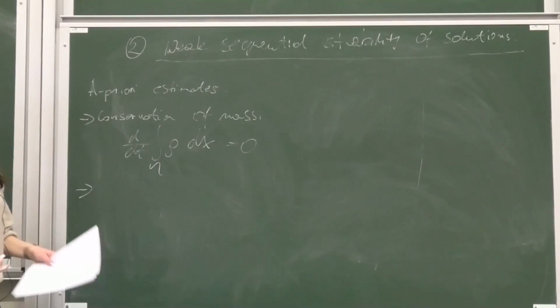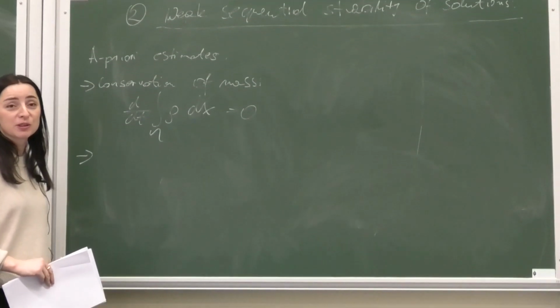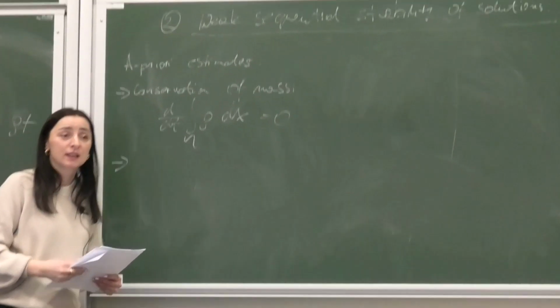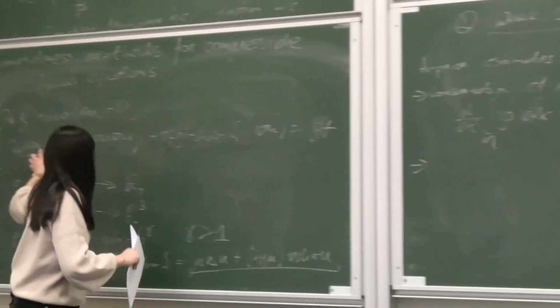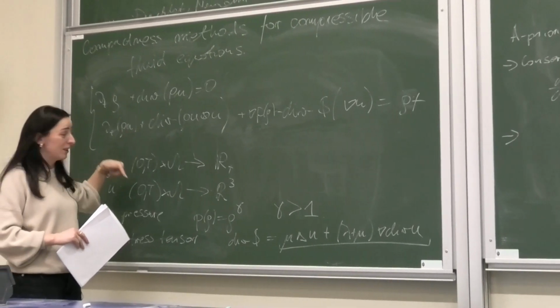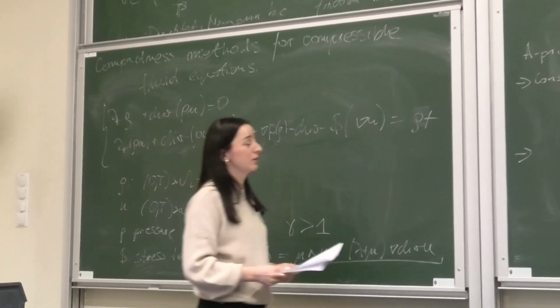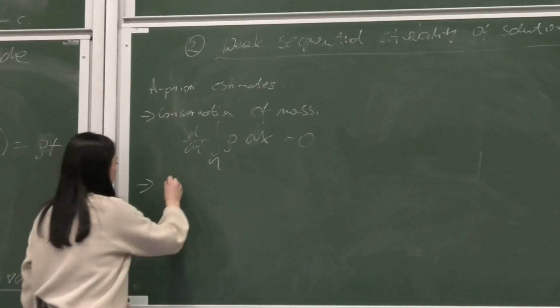The second conserved quantity is conservation of momentum. For the same reason, I'm not going to write it because it's not going to be very useful for us. The reason for that is that velocity u doesn't have a sign. It's a vector, and it can take values in R^3. So that's not very interesting for me at the moment. I want to talk about conservation of energy.